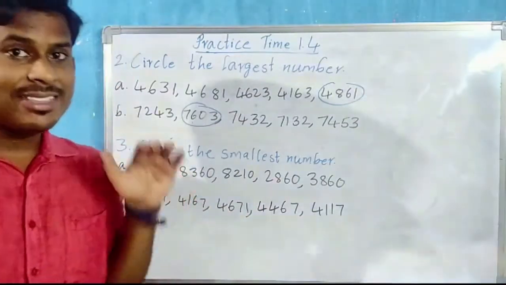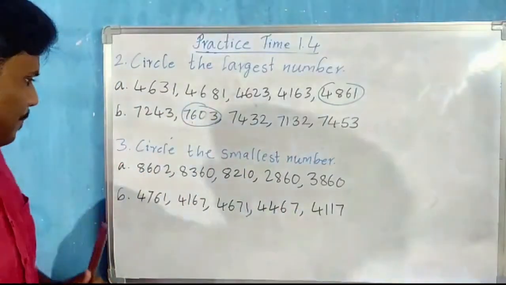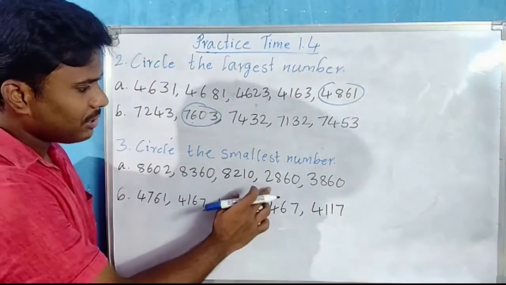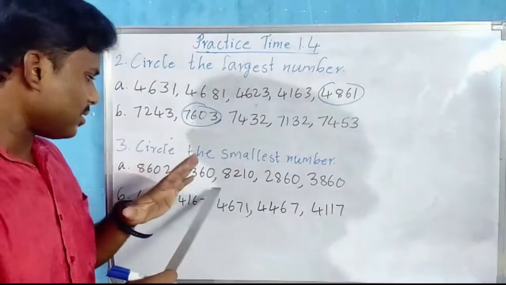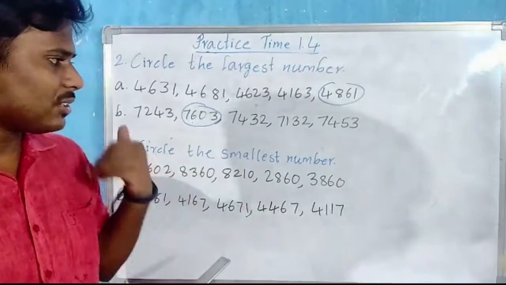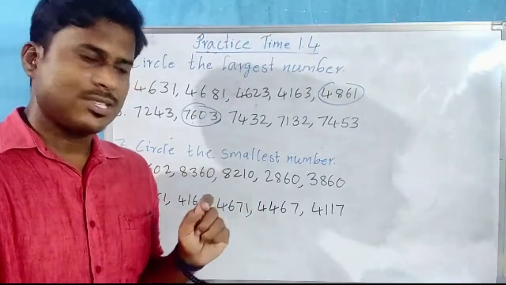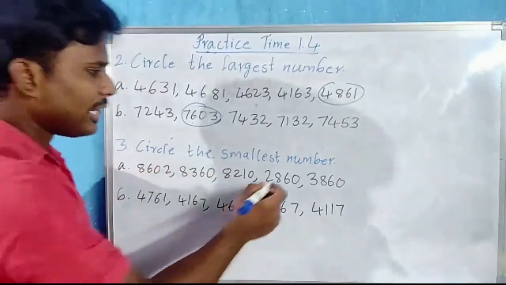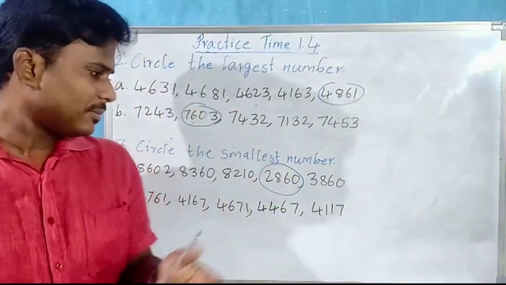Smallest number means what? In the thousands place, we should get the smallest digit. See, thousands place: 8, 8, 8, 2 and 3. So these three numbers have the greatest digit, 8. But what we need, smallest number, means we have to pick the smallest digit in the thousands place. 2 and 3 are in the thousands place. Which digit is smallest? 2 or 3? 2 is smallest. So automatically this number will become the smallest number among all the given numbers.